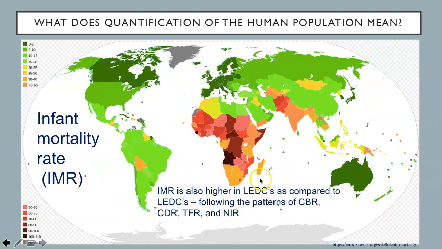This is an image of infant mortality rate, or IMR. You can see that IMR is also highest in LEDCs, again primarily in sub-Saharan Africa, which follows the patterns of NIR, TFR, CBR, and CDR. Perhaps high infant mortality rate contributes to high fertility rate. Families feel the need to have more children because the chances of the children surviving are so low.